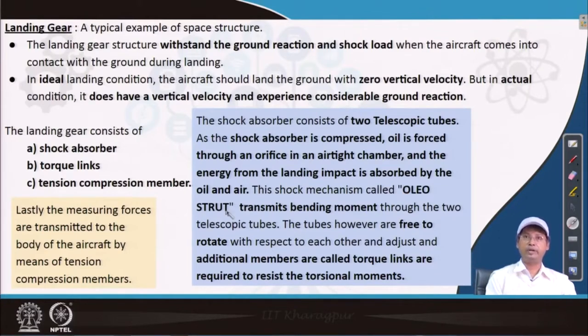Oleostrut member, if I give you one modern day example, is available in almost all motorbikes. So, those are the oleostrut members, and as mentioned, using those tubes it carries the bending moment. But since the tubes rotate one on the other, it is not able to resist the torque, but we need to resist the torque. That is the reason we need to put in the additional torque links.